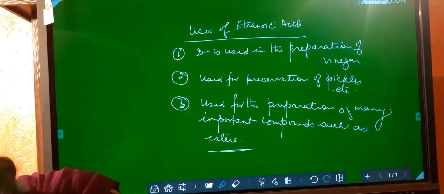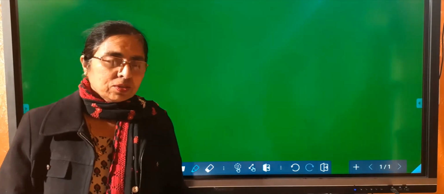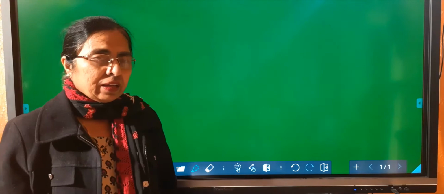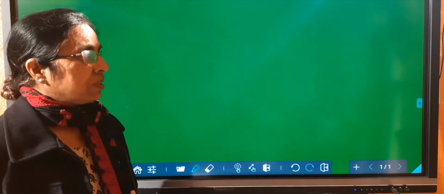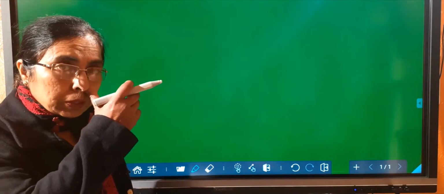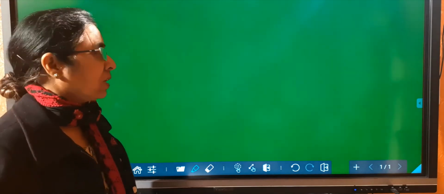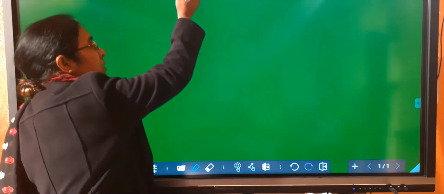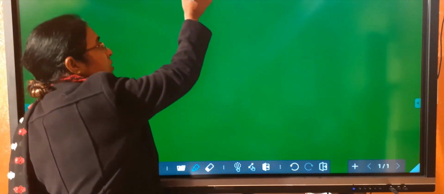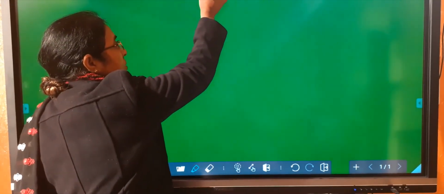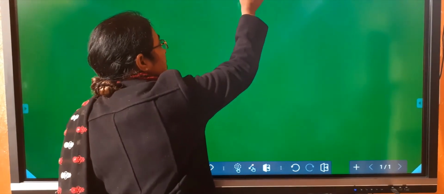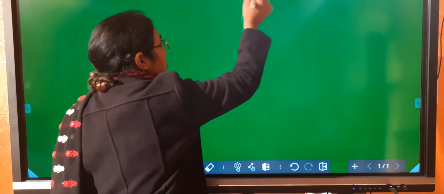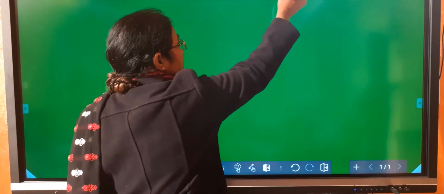Last in this chapter we are left with soaps. Hello students. So we have done carbon and its compounds. And in this chapter there is a small topic which is soaps and detergents, which is again an important topic. So let's learn about that. In our daily life we are using a lot of soaps and detergents. What are they? They are also carbon compounds.